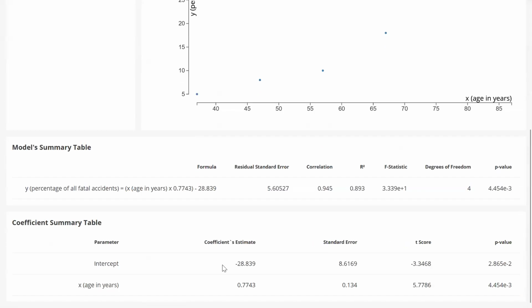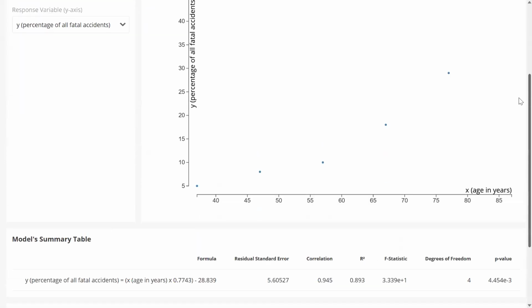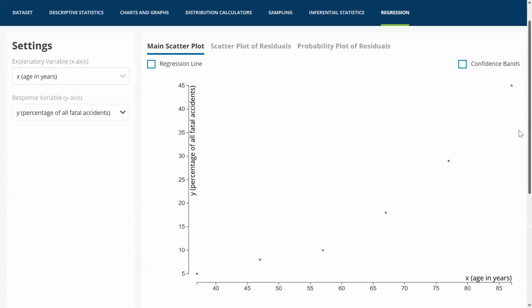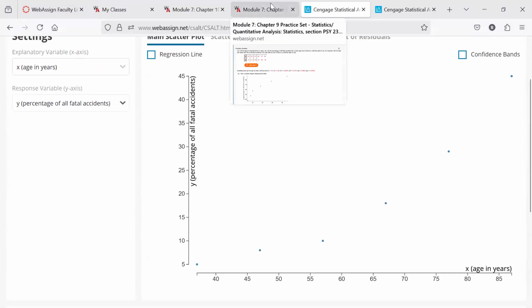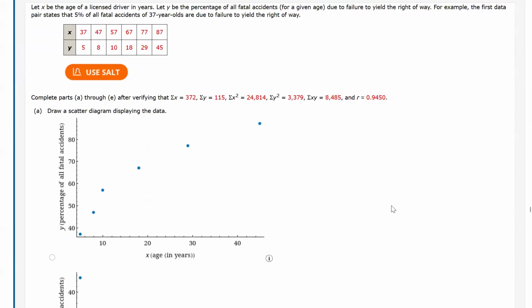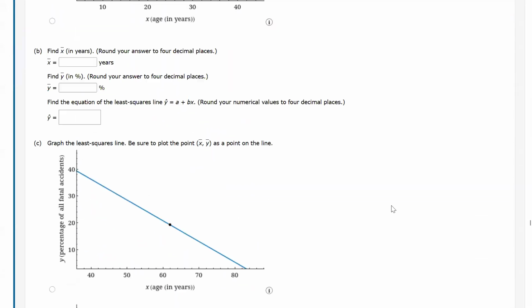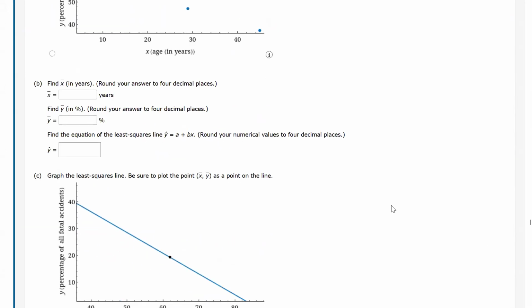Now, to get my regression equation, I think the problem would ask for that. So let me go check. And then it's going to ask for the R squared too. Let's check that real quick. So let me go down. Yep. So it asks for my equation of the least squares line, which is A plus BX. A plus BX. So what is my equation going to be?